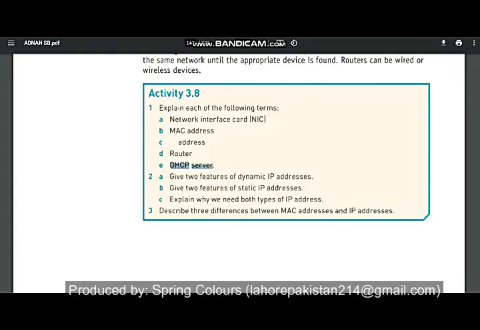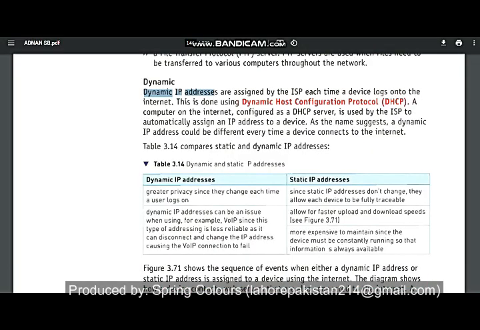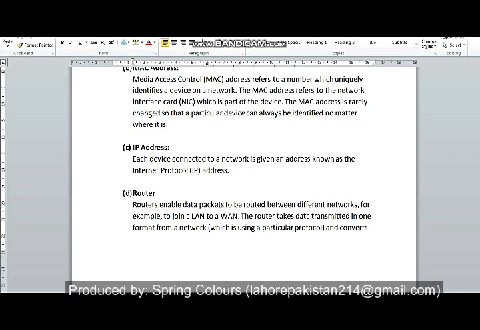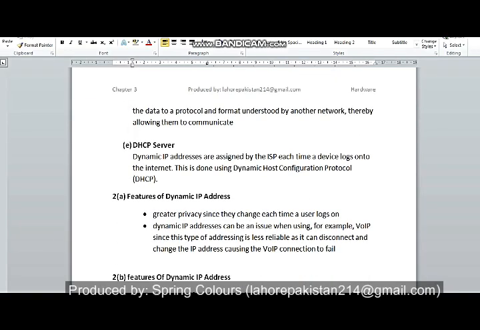Next comes DHCP server. Dynamic IP addresses are assigned by the ISP each time you connect to the internet, and every ISP has dynamic host configuration protocol servers which assign a different dynamic IP address every time somebody connects to the internet. I have written the same explanations over here in my notes.